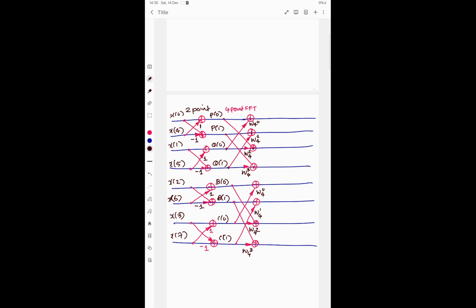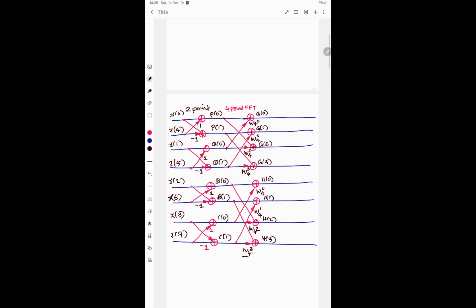We follow W40, 41, 42 and W43. Okay, so this is the second stage. Now we want to mark the output at this particular stage. So we mark the upper 4 as G0, G1, G2, G3 and the lower 4 H0, H1, H2 and H3.